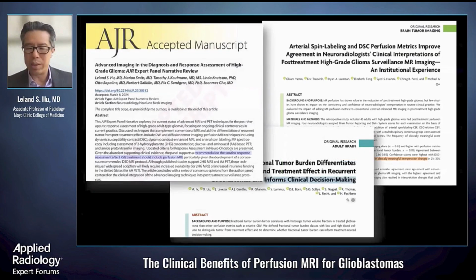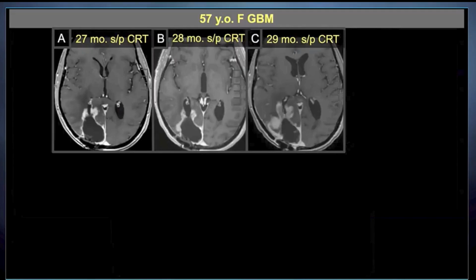Again, recent consensus recommendations have gone out there and said, hey, maybe we should be incorporating DSC perfusion in routine response assessment after treatment of high-grade glioma. So this is just an illustrative example. I'll end on this case, where it's an example of the sort of status quo without implementing DSC perfusion as routine.